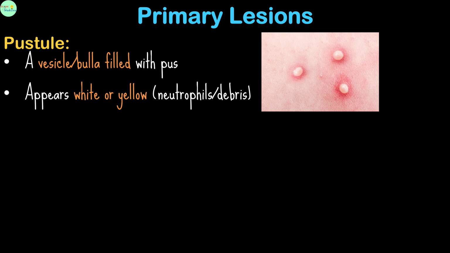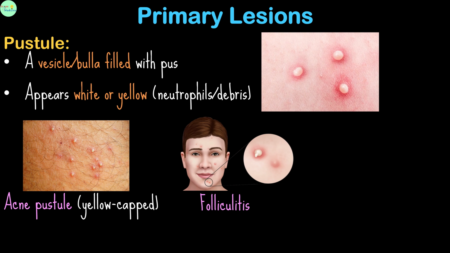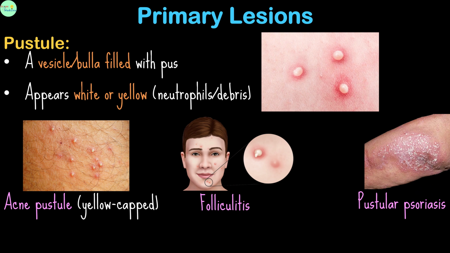When the fluid becomes purulent, we have a pustule. A pustule is a vesicle or bulla that contains purulent material, or pus. It appears white or yellow due to the presence of neutrophils and cellular debris. Examples include the classic yellow-topped acne pustule, the pustules of folliculitis around hair follicles, and the sterile pustules of pustular psoriasis.